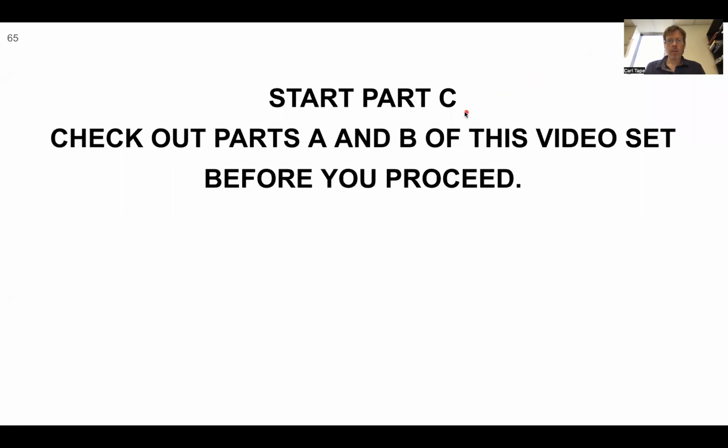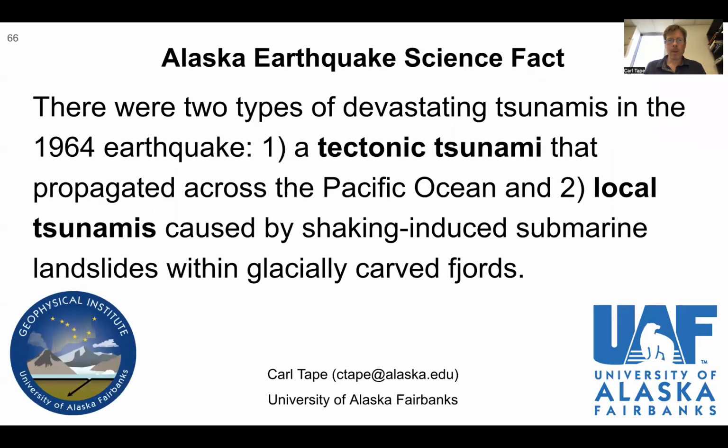This is part C of a three-part talk. There were two types of devastating tsunamis in the 1964 Alaska earthquake: a tectonic tsunami that propagated across the Pacific Ocean, and local tsunamis caused by shaking-induced submarine landslides within glacially carved fjords. This part C pertains to the local tsunamis.